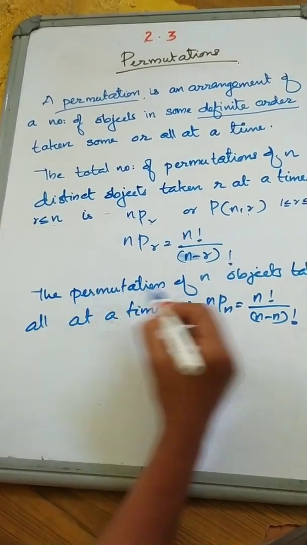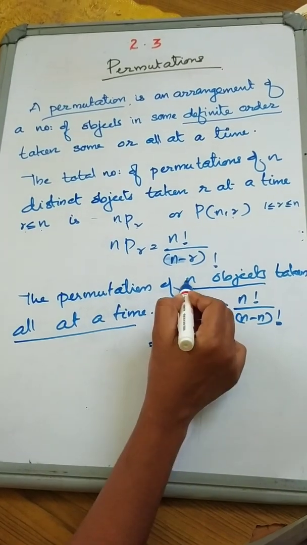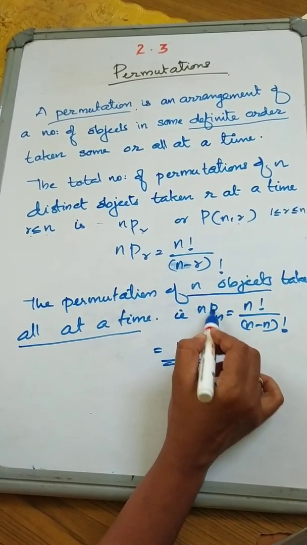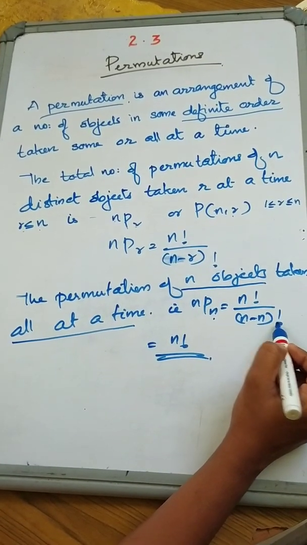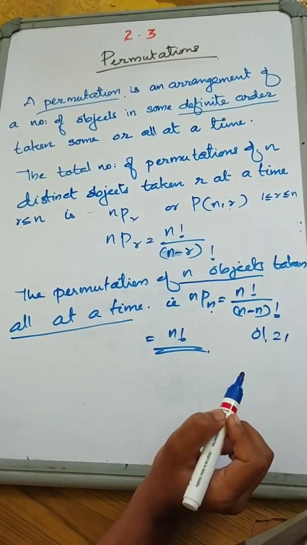Now the permutation of n objects taken all at a time. We are taking all the n objects to permute. That is nPn. It is n factorial divided by n minus n factorial. n minus n is 0 and 0 factorial is 1. Therefore, it is n factorial.